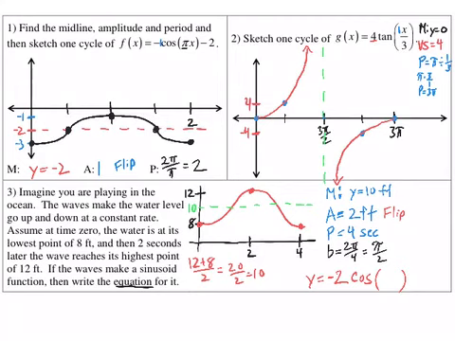All right, now, which one do we use? Do we use the period or the b? We use the b. So inside, that's going to be pi x over 2. And the last piece is the midline, which would be a plus 10. And that is the equation for this ocean problem.